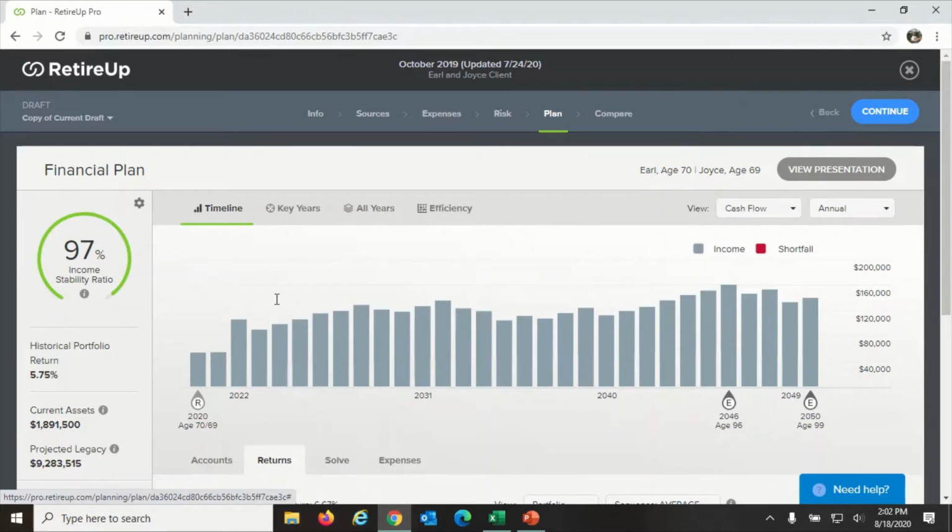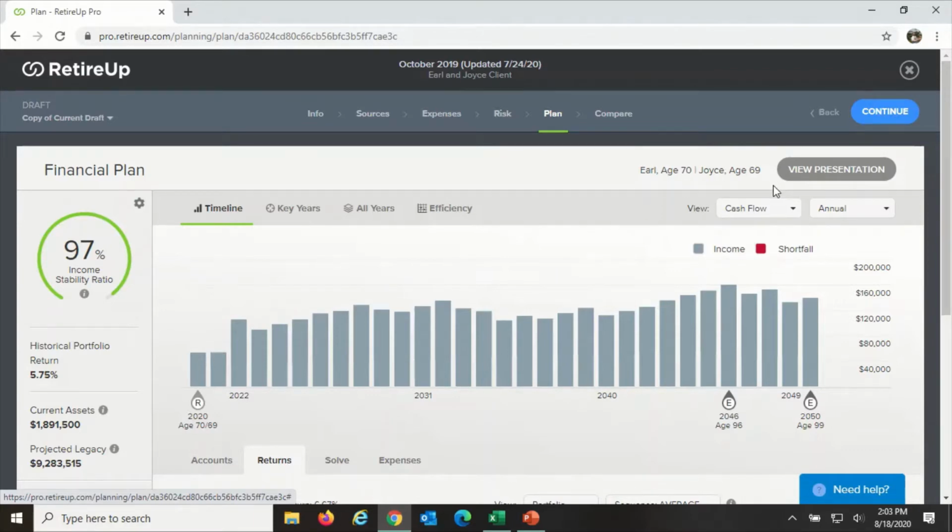In this software, we're looking at a forecast model starting in 2020, going out to 2050. And this can be extrapolated out as far as we need or brought in shorter if needed. But before we jump into the actual forecast, I want to show you the inputs that we put in so you have a better understanding of what this is based on. So for these clients, it's Earl and Joyce at 70 and 69.